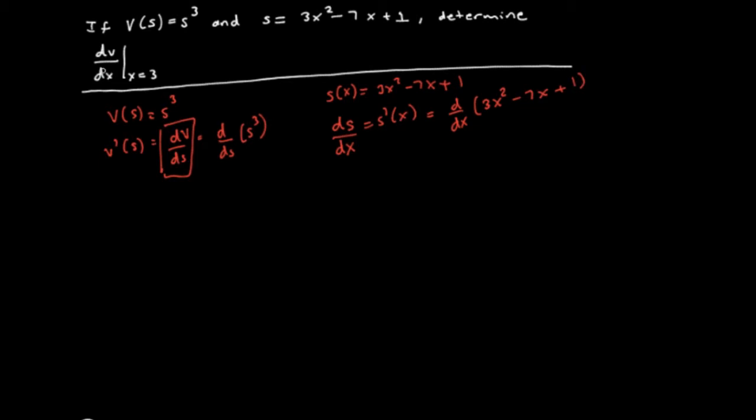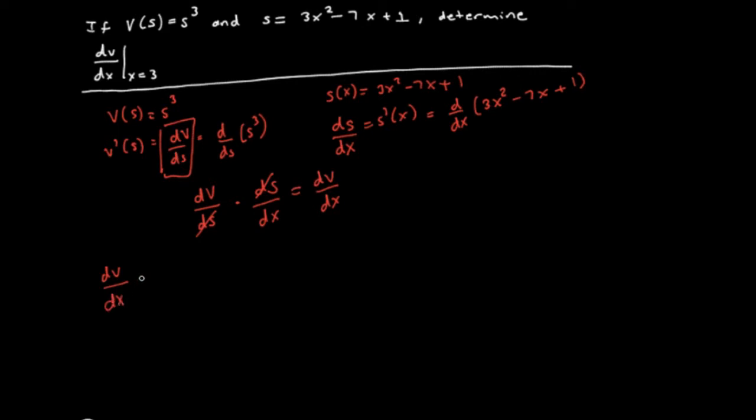Now we want to figure out dv, the rate of change of v with respect to the rate of change of x, right? So dv with respect to dx. In order to do this, we need to multiply the derivative of v with respect to s by the derivative of s with respect to x. And you can notice here that these two would cancel out and you actually get dv over dx.